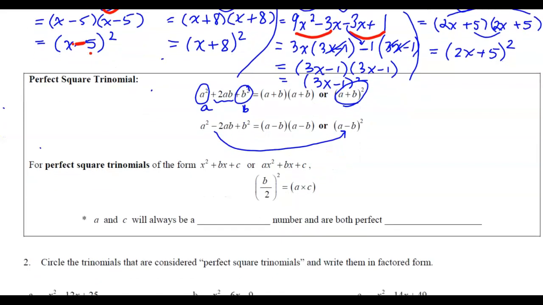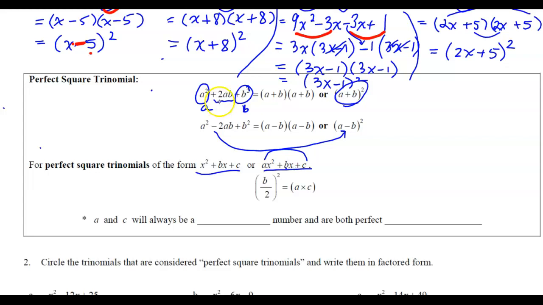Okay, so another way to think about it: when you take half of the b and square it, you should get the product a times c. So either way you look at it, I did it the other way, but that's another way to look at it, okay?